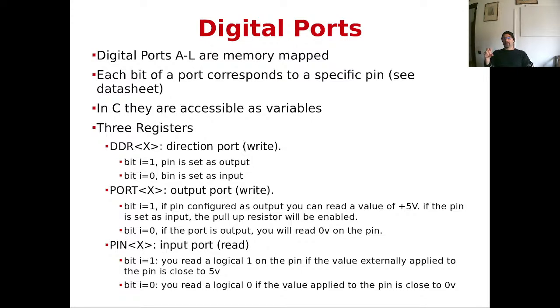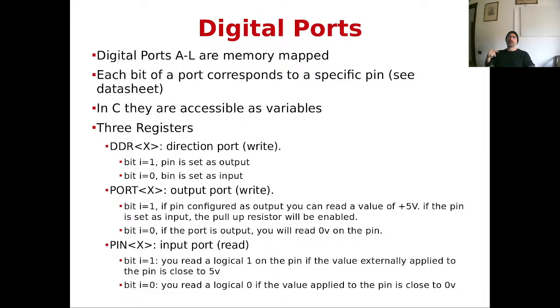To each port, which is a collection of 8 digital pins, are associated 3 registers, which are accessible as if they were 3 variables from your C program. These 3 registers are, first, the data direction register of the port, so we will have data direction register A, B, C, up to L. Each bit of this data direction register controls whether one of the pins of a port is set as input or as output.